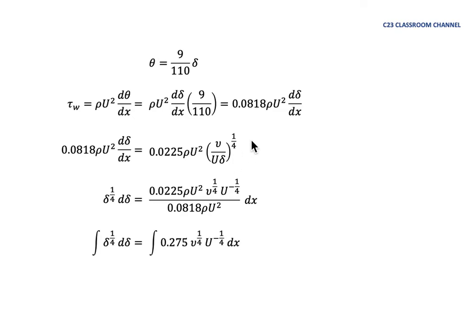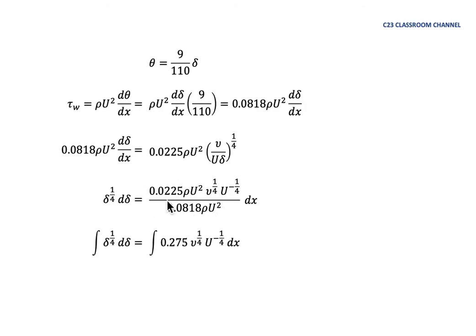over U delta to the power of 1 over 4. And then we need to bring all the values of delta to the right side with the d delta here, and then we bring everything including the dx here to the left hand side.